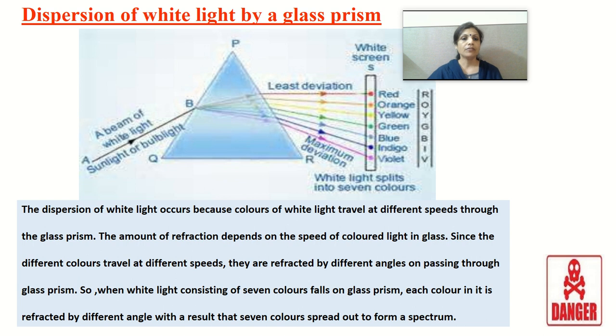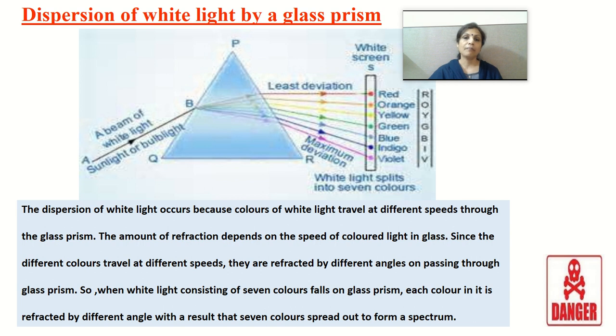So the dispersion of white light occurs because the colors of white light travel at different speeds through the glass prism. Every color travels with a different speed inside the glass prism. The amount of refraction, or the amount of bending, of every color depends upon the speed of the colored light in the glass. Right? Now since the different colors travel at different speeds, they are refracted by different angles on passing through the glass prism.